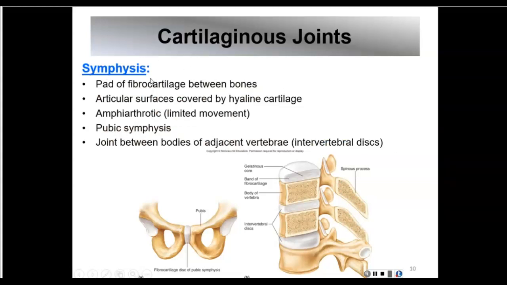So symphysis is our second cartilaginous joint. It's a pad of fibrocartilage. Hyaline cartilage is a little softer. Fibrocartilage is much more dense. This is where we find it at the pubic symphysis, as well as what makes up the discs in your spine. It's amphiarthrotic, so a little bit of movement is possible. The articular surfaces of the bones have hyaline cartilage, but they have this fibrocartilage pad in between.